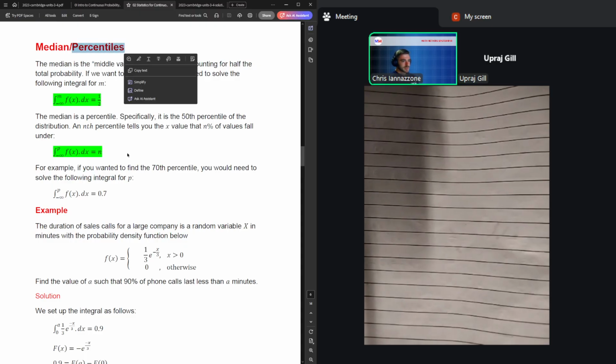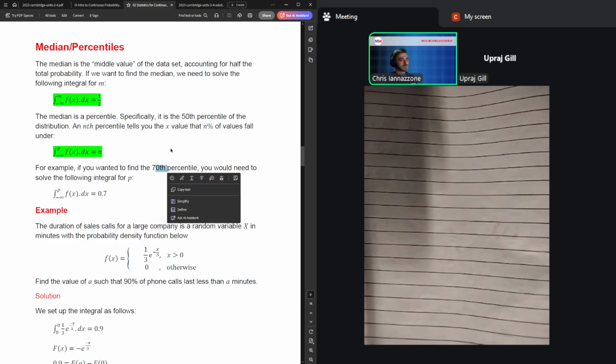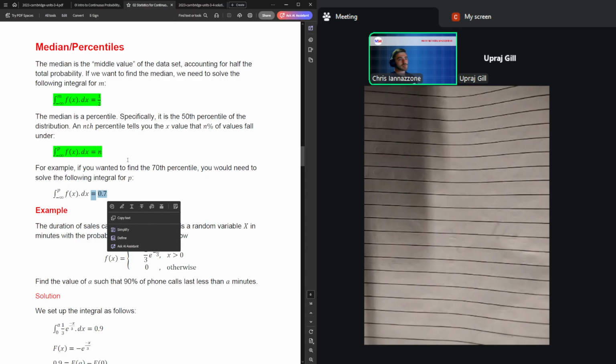And what a percentile is, you've probably already come across it, it's simply a percentage of the total results. So for instance, the 70th percentile just means over what domain accounts for 70% of the total results or total probability. So effectively all we're ever doing is solving for an upper bound. It always starts from the left and goes up to some upper bound of the result. And depending on what percentile you're trying to solve for will be what you equal the integral to.